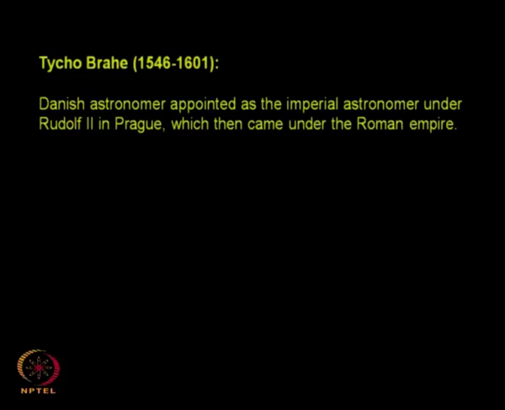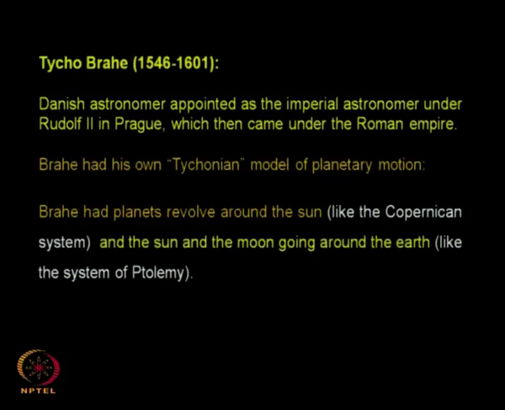Tycho Brahe was a very brilliant astronomer. He was from Denmark originally, and he had in fact his own Tychonian model of planetary motion. We mentioned the Copernican system and the Ptolemy system in one of our earlier units, and what Brahe did was to come up with a planetary system of his own, in which he presumed that the planets go around the sun, but the sun and moon go around the earth, just like in Ptolemy's system. So, it was a combination of the Copernican and the Ptolemy systems.